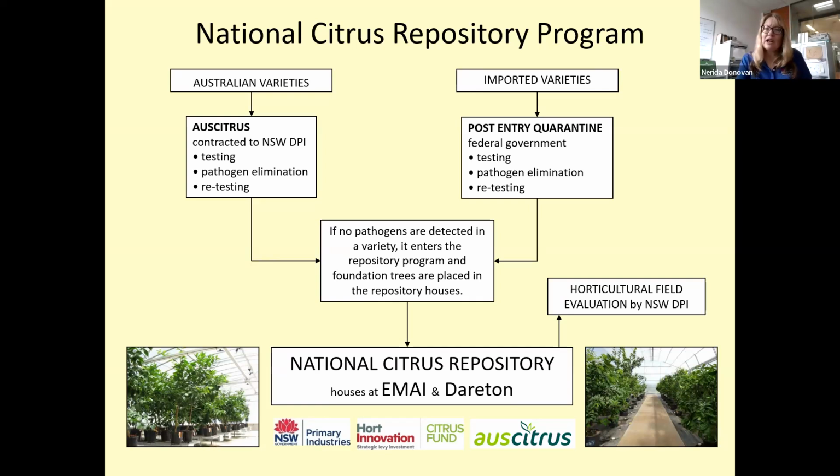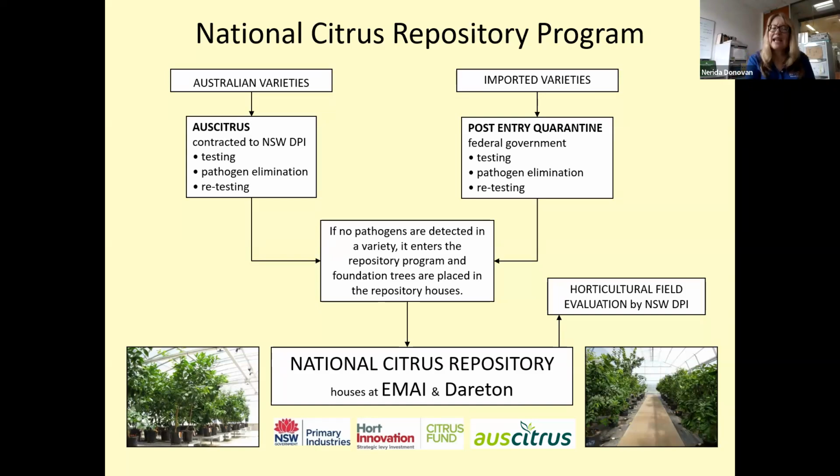Now for Australian varieties, so there's a new variety that someone wants to commercialise. That work is also done, the same process, but that's done here at EMAI. We do that work, whereas the post-entry quarantine is done by the federal government. And those foundation trees are maintained. We've got duplicate repository houses, one here at EMAI and one down at the Auscitrus property at Dareton.